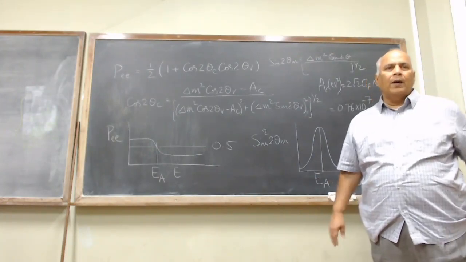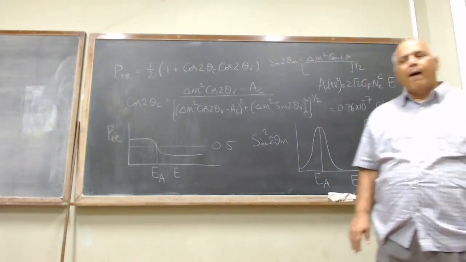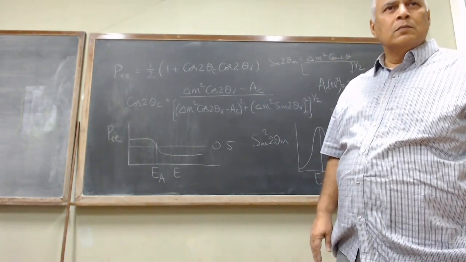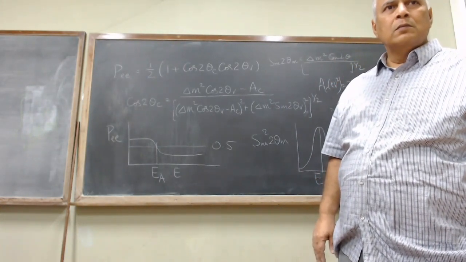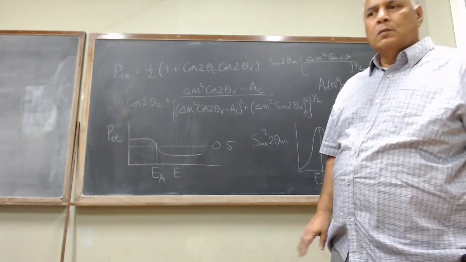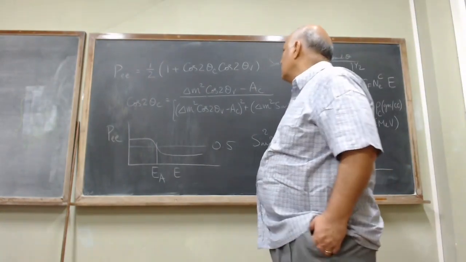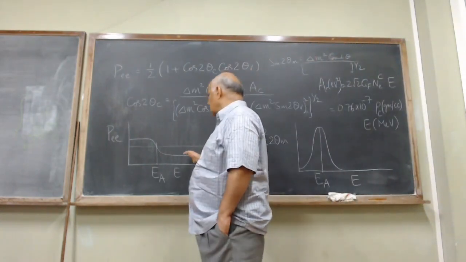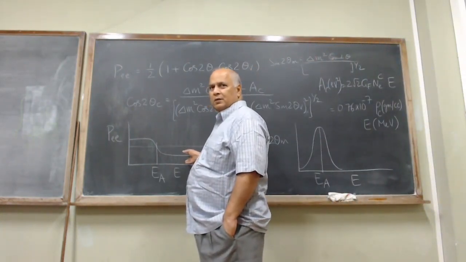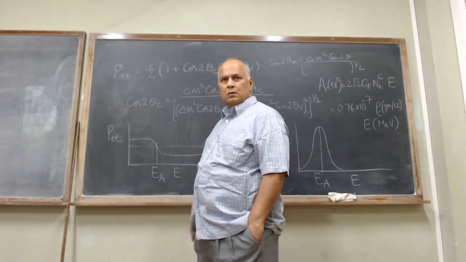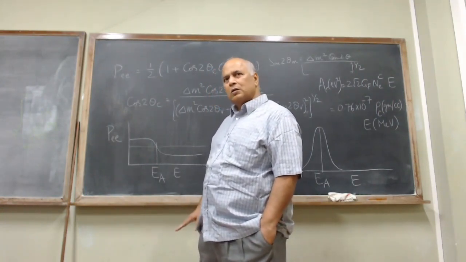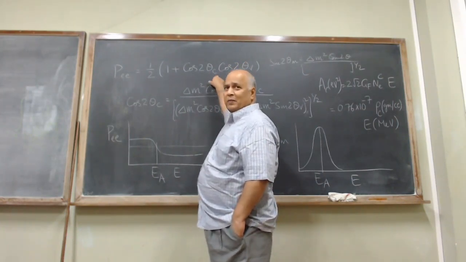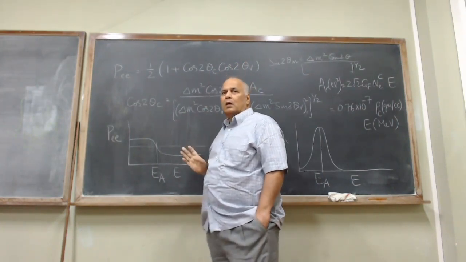Even if the initial neutrinos are not even near the E_A, still there will be deficit, suppression, because of this. Even if we move to the right of E_A, there is still suppression. It's not like the suppression is maximum only at the resonance. Suppression is given by this.